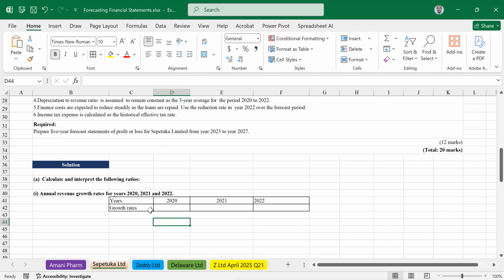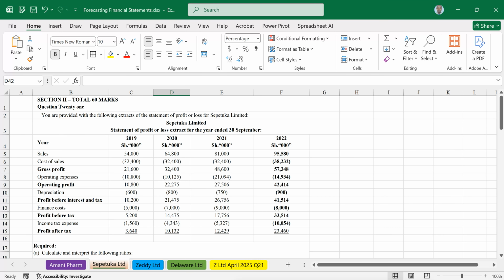Now with the annual revenue growth rates, after creating this schedule, we want to get the revenue growth rate for the year 2020. Now for the year 2020, if you look at our question, then the growth rate will be the revenue for 2020 minus the revenue for 2019 over the revenue for 2019. Remember, the change of revenue over the original revenue. So the change, that is 2020 minus 2019 over 2019. That will be how you get the revenue growth rate.